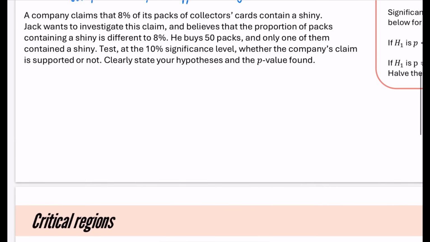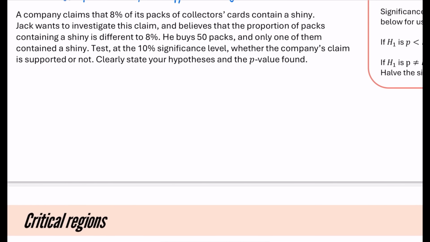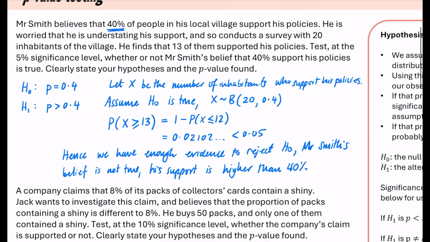Okay, so next one says, a company claims that 8% of its packs of collector's cards contain a shiny. Jack wants to investigate this claim and believes that the proportion of packs containing a shiny is different to 8%. He buys 50 packs and only one of them contained a shiny. Test at the 10% significance level whether the company's claim is supported or not. Clearly state your hypotheses and the p-value found.